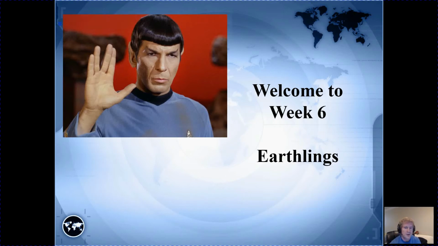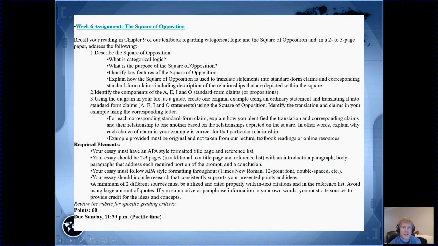Okay, so going to the next slide with the week 6 assignment. It's basically asking you to break down the components of the square of opposition. I want you to do that. I also want you to listen to this. Yes, go ahead and show me in the paper, in your own words, and with some of your own unique examples, that you understand I, E, A, O, okay?